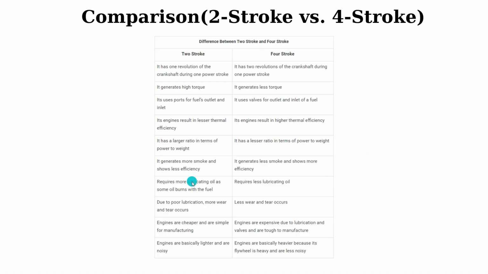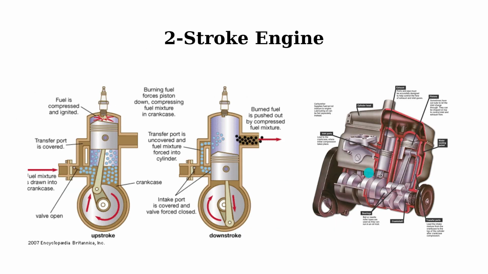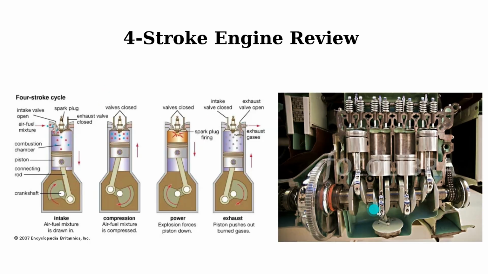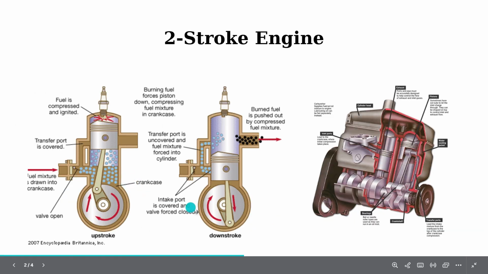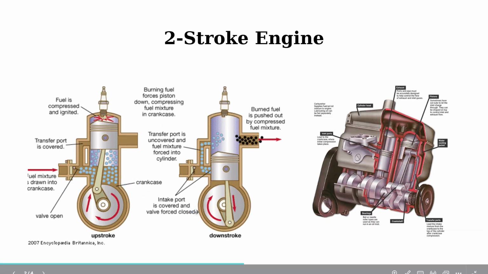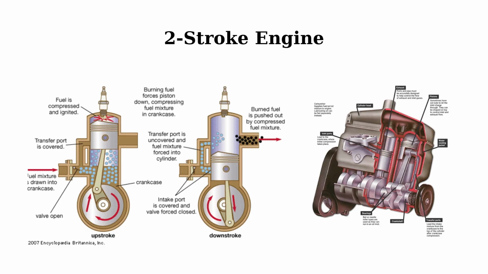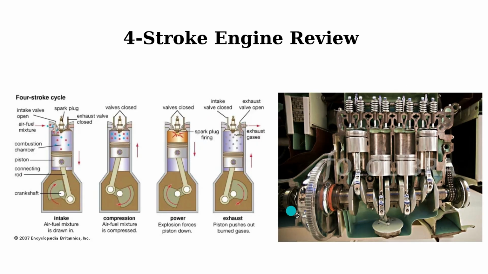Now, another difference is weight and size. Two-stroke engines are generally lighter and smaller. You can see in here. This makes them suitable for portable machines and small vehicles. But four-stroke engines are usually heavier and larger because of their more complex structure.